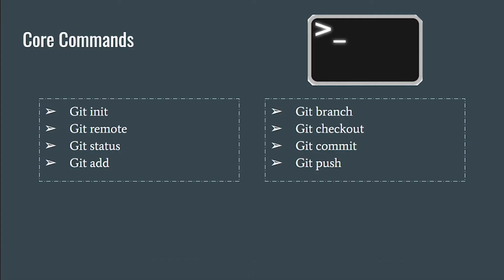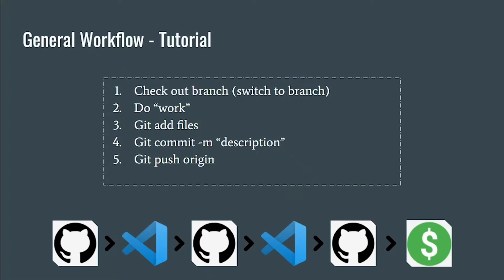So excellent. You now have your core commands set in place, and then you can confirm them with GitHub Desktop. So let's go through a tutorial and a general workflow. So now you have a basic idea. Let's do that all in one job. All right, so let's jump right into it. So first we'll check out a new branch.